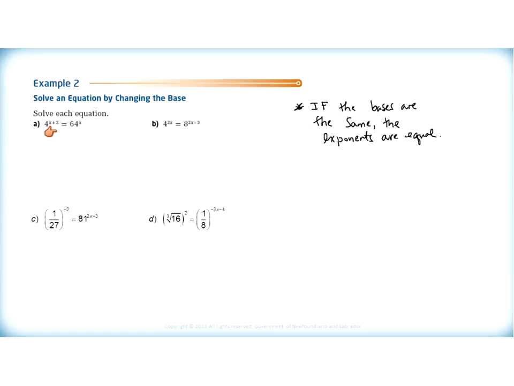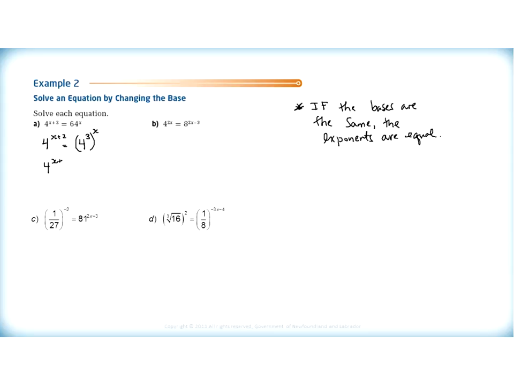If I can rewrite these two expressions on each side of the equal sign with the same base, then my exponents would have to be equal. So I'm looking at this has a base of 4. This has a base of 64. Could I possibly rewrite two of these with the same base? And the answer is yes. I can rewrite 64 with a base of 4. 64 is 4 to the power of 3. 4 times 4 times 4 is 64. So I've rewritten my 64 as 4 to the power of 3.